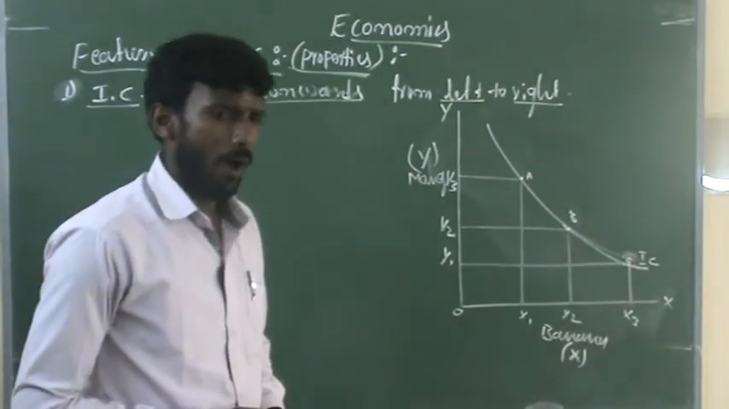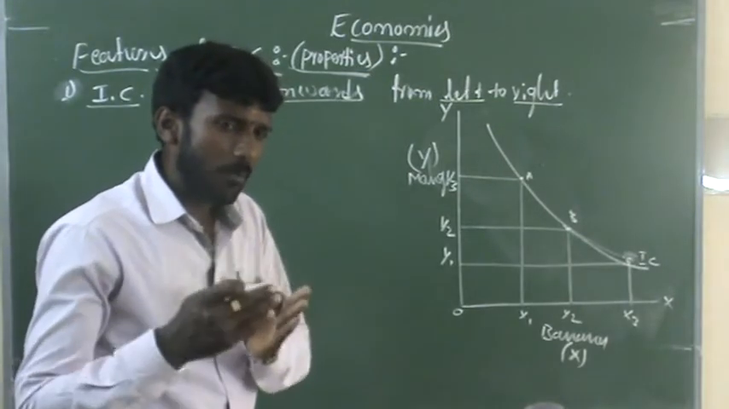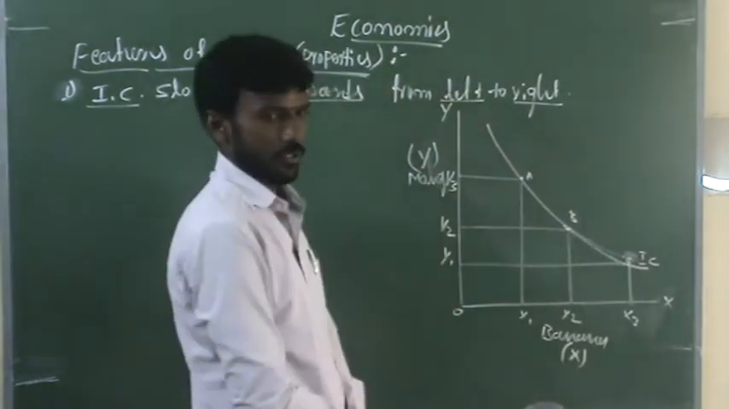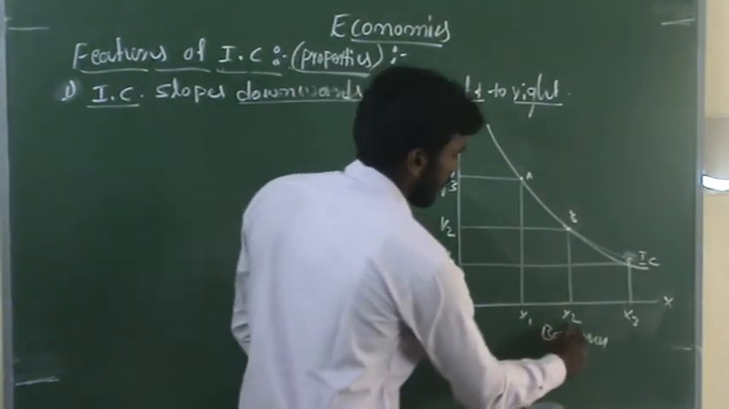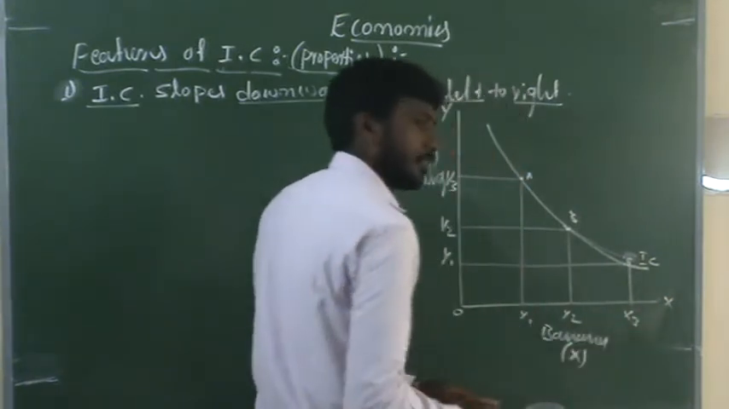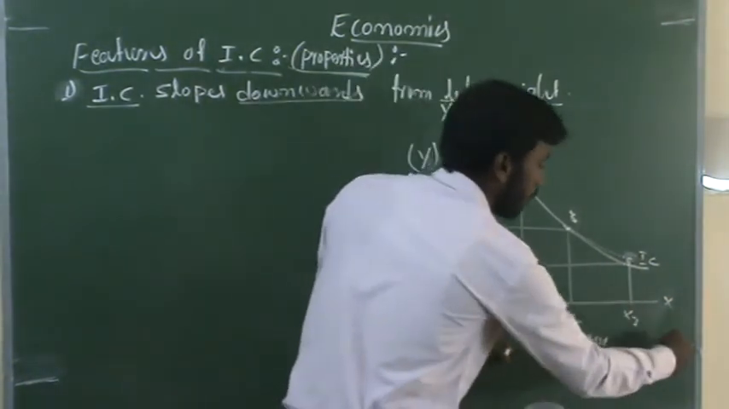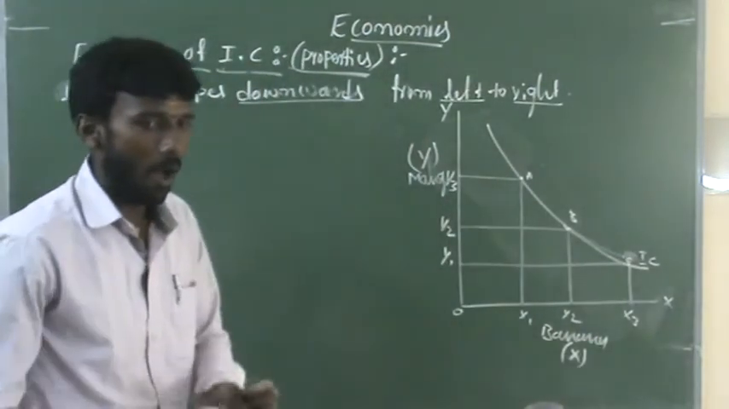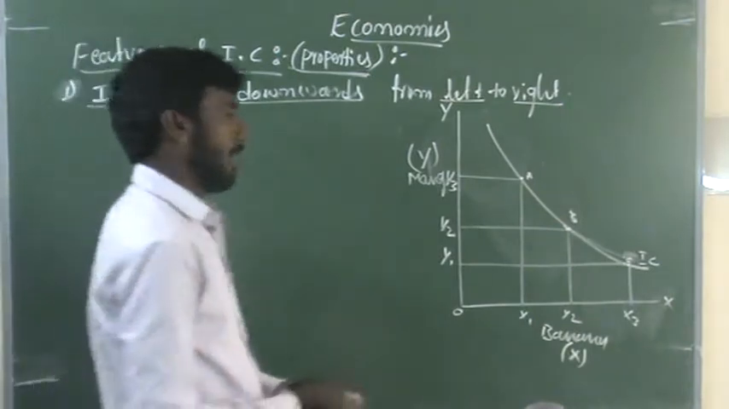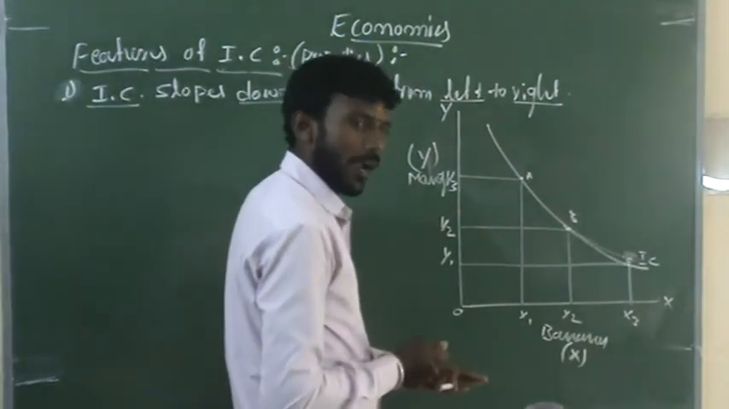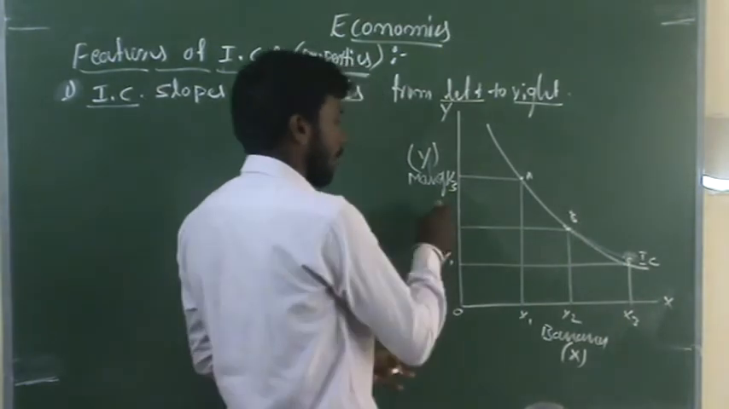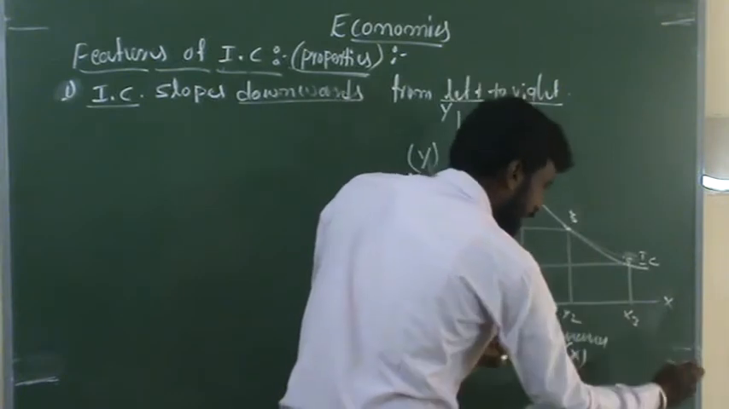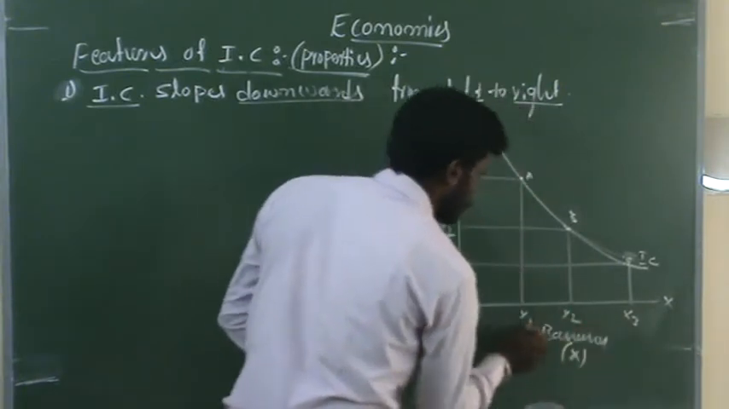Totally, while a consumer gets more and more bananas, he has to sacrifice mangoes. Is it right? See, x1 to x2, x2 to x3: while the consumer increases the quantity of bananas, at the same time he has to sacrifice the mangoes. Or vice versa, while the consumer increases the quantity of mangoes from y1 to y2, y2 to y3, the quantity of bananas has to decrease from x3 to x2, x2 to x1.